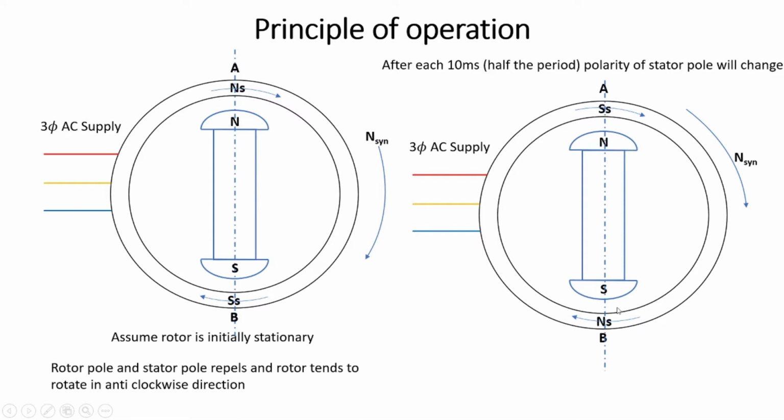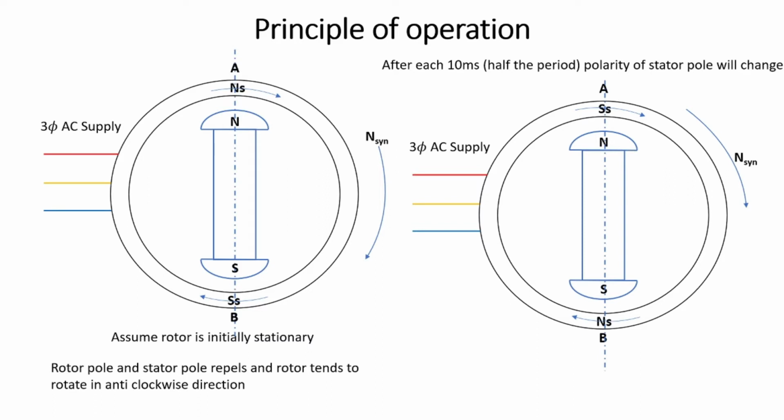That is, there is an alignment between the south pole of the stator and the north pole of the rotor at point A, and at point B there is an alignment between the north pole of the stator and the south pole of the rotor. So based on magnetic principle, some attractive force comes. So the rotor tries to rotate in clockwise direction, which is the same as that of the rotating magnetic field.